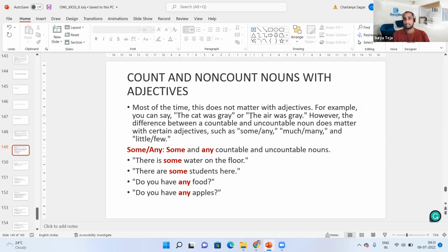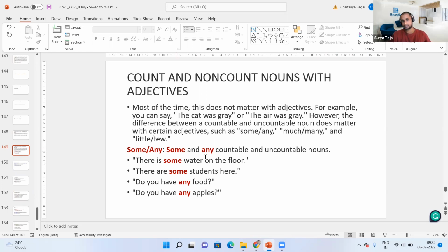Cat is a countable noun. And here, the air was gray. Air is a non-countable noun. It is not expressed here in terms of units, but still the same adjective is being used. Sometimes adjectives might be similar, but sometimes they are different. Here, the adjectives can be the same for both countable and non-countable nouns. However, there are certain adjectives like some or any, much, many, little, few. In some cases, it doesn't really matter which adjective you are using. In certain cases, depending upon the countable and non-countable nouns, the adjectives change.